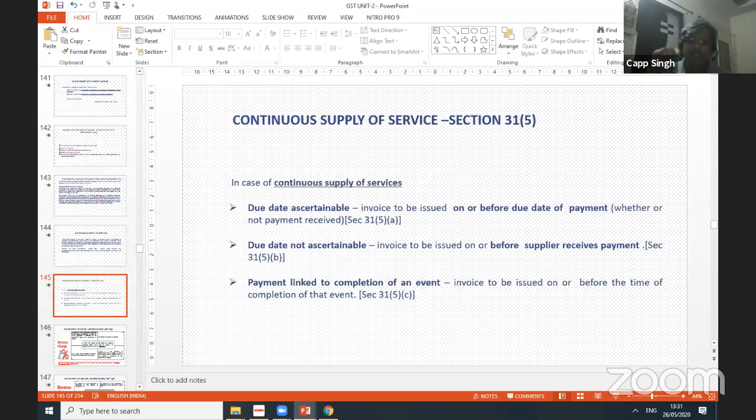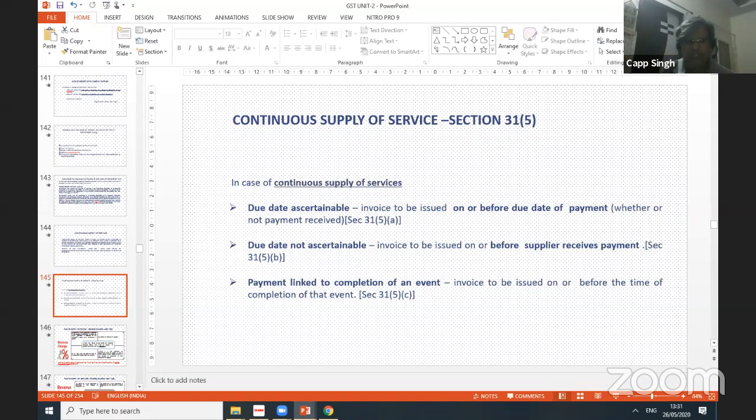Whereas in the case of milestone basis, particularly in the case of construction work, where at a particular stage we have to issue an invoice, in this case the invoice must be issued on or before the milestone is achieved. So it is particularly useful in the case of construction or works contract service. The issuance of invoice is the basic document for payment of tax.